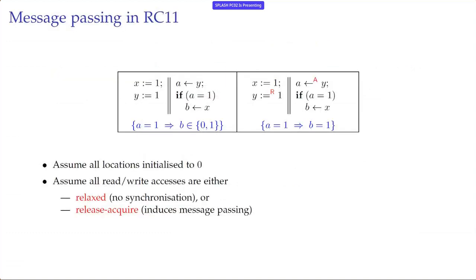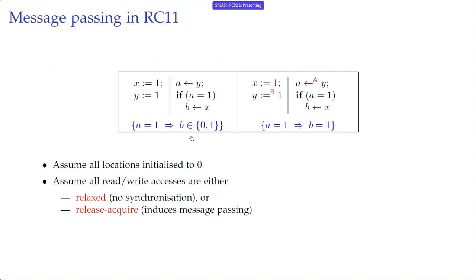So the classical example that I'd like to start with is this one here, which is called message passing. Now, this is a very well-known litmus test. The idea is that we've got a producer thread here and a consumer thread over here. We're assuming all shared variables are initialized to 0, by the way. The producer is writing 1 to X and then setting a flag, which is Y, to 1. And the consumer is waiting for that flag to be set, and if that's been set, then it goes ahead and reads the shared memory X.